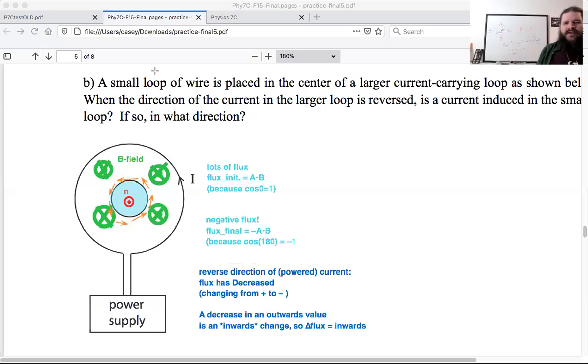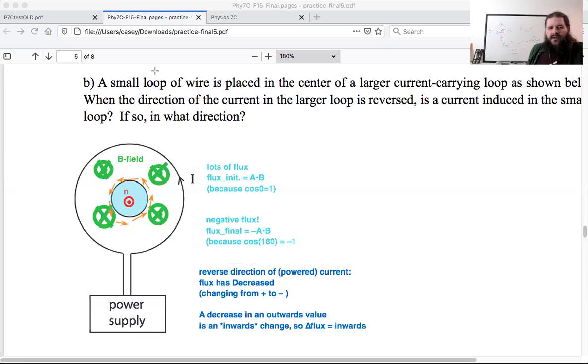If you think of the normal vector as into the page, but it's increasing because you're going from negative to positive. So you get a little bit inwards and more and more inwards. So that means if it's inwards and increasing, that's an inwards change. So the induced effect is going to be opposite to that. So you still get current circulating in the same direction.